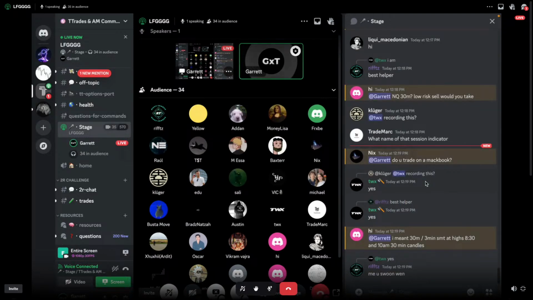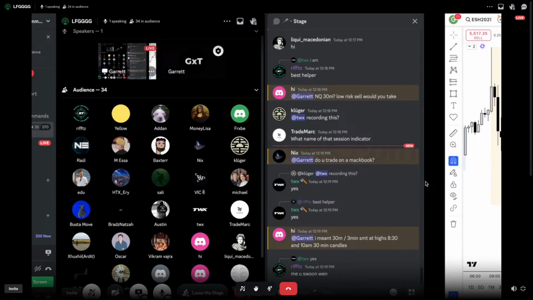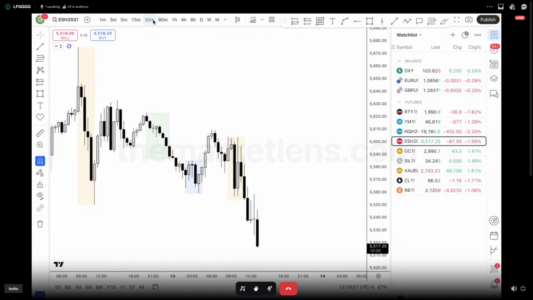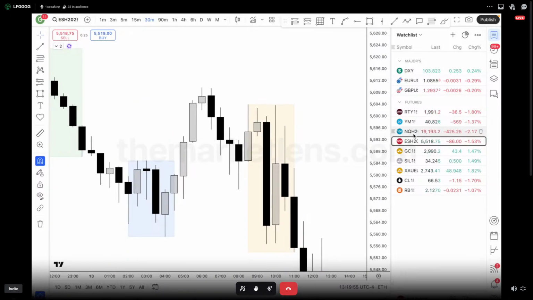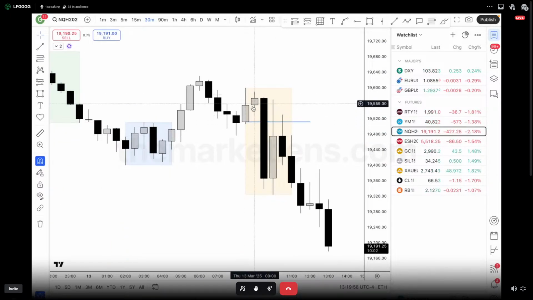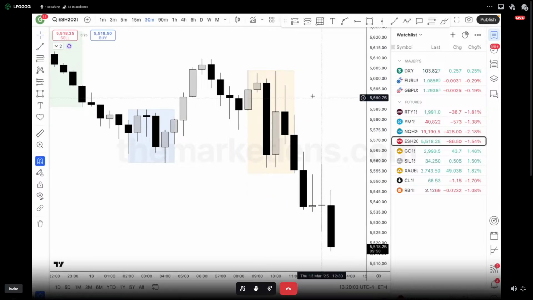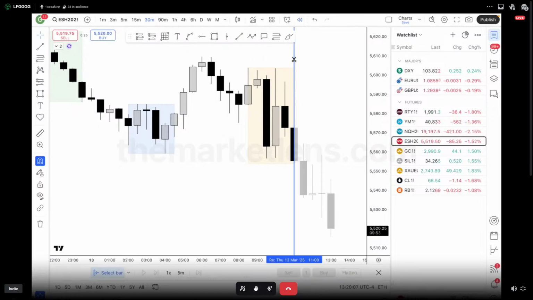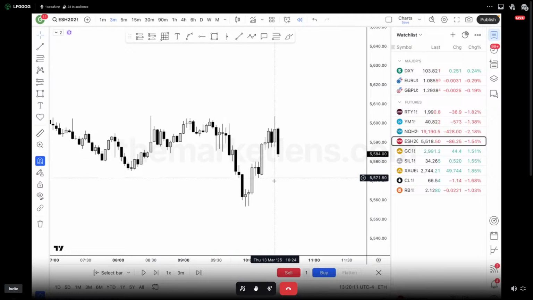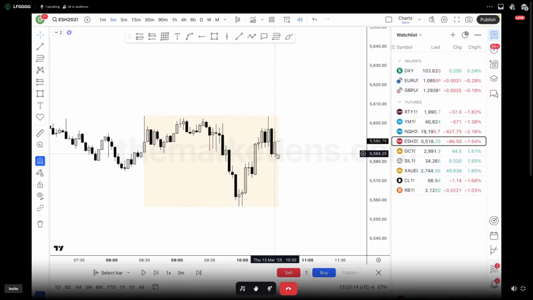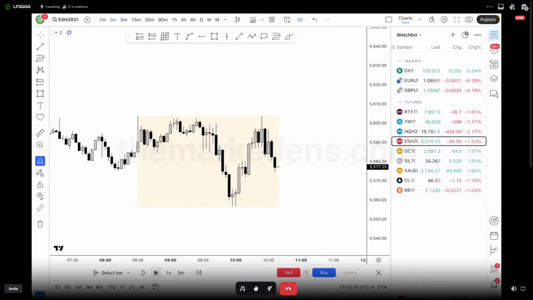Oh, 30-minute, 3-minute. SMT at highs, 830. Oh, okay. Let's see. I'm assuming. Let me go back to here. So there is no Fractal model here. There is one right here though. This is what people took. They took something in here. Like there's a propulsion block like right here. So that entry I believe they took.